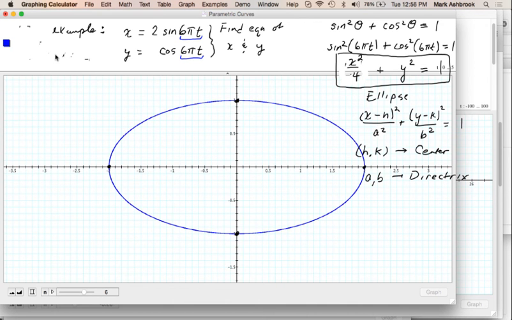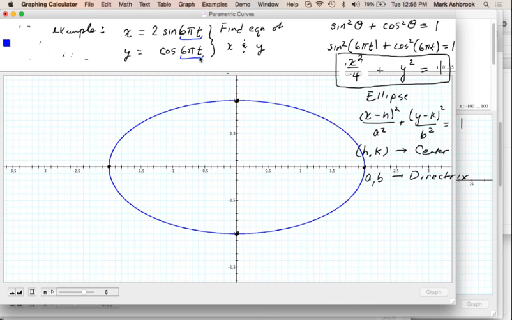Okay, so here it is. This parametric set of equations gives us all those points on the ellipse, and so does the old school way of writing the ellipse, x squared over 4 plus y squared equals 1. This doesn't have direction. This is just a set of points, but the parametric form has direction. So how can we find the direction?